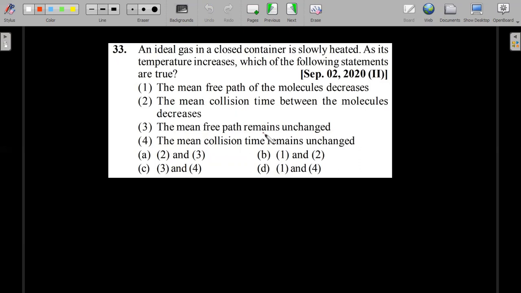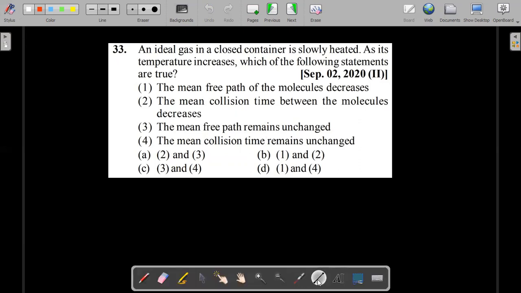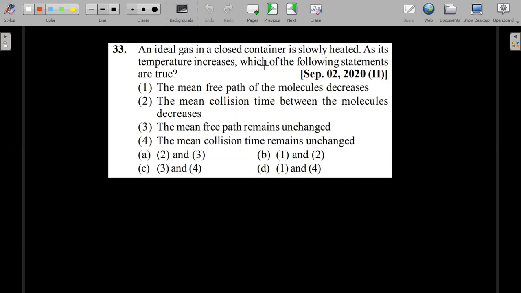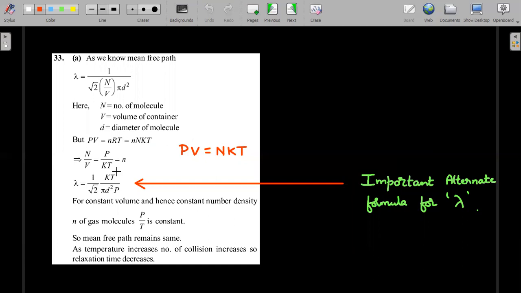I'll give you 3 or 4 questions on this concept that they have asked in the past. I have one small suggestion there, so stay on track with what I'm going to explain. He said closed container and slowly heated. This is very, very clear. So that means it's a constant volume process, so the volume of the gas is remaining fixed.